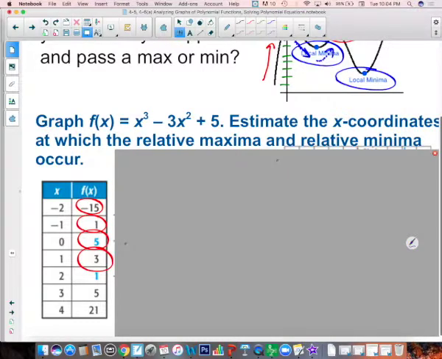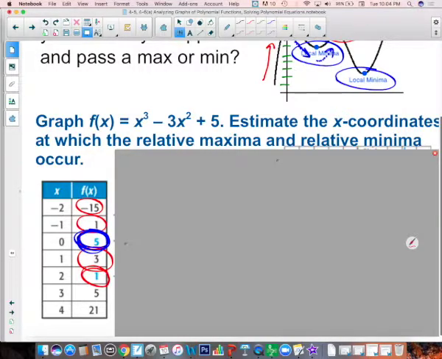So since I go up and then back down, this one right here is going to have to be a maximum, because I'm going up to that 5. I'm increasing to the 5 here, and then now I start to decrease again. Okay? So we got a maximum there at 5. Now I'm going down to 3, going down to 1.